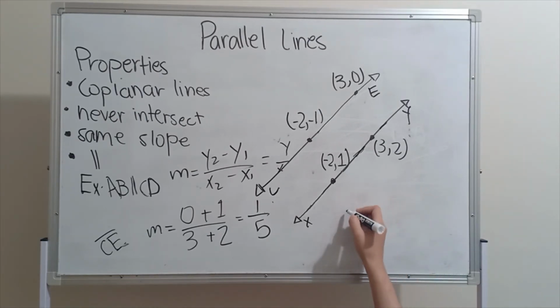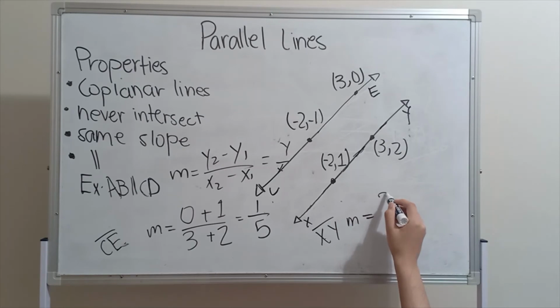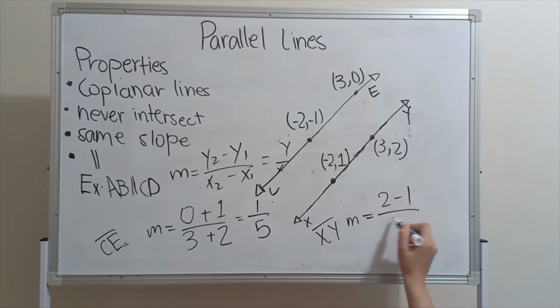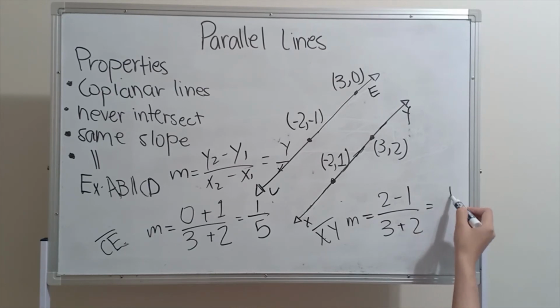We're going to do the same thing, and this is line XY. So the slope for line XY is going to be 2 subtract 1 over 3 plus 2, and it is going to give us 1 over 5. And we can see that they both have the same slope. That means that parallel lines have the same slope.